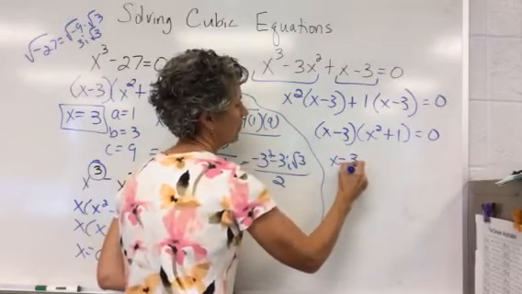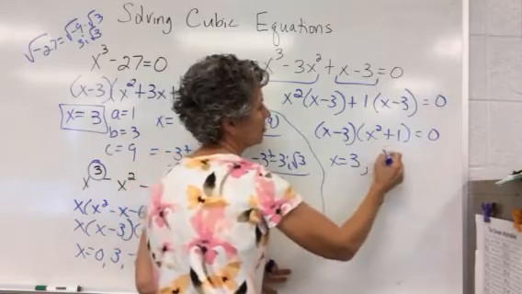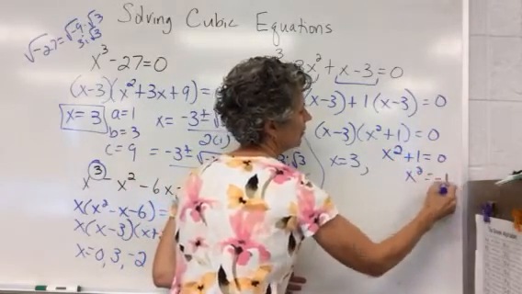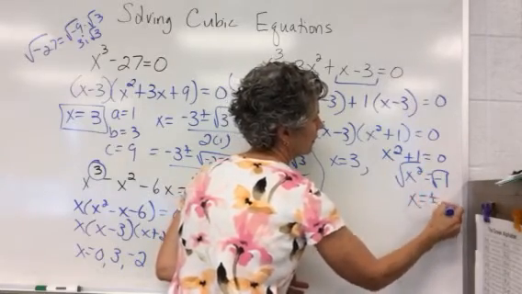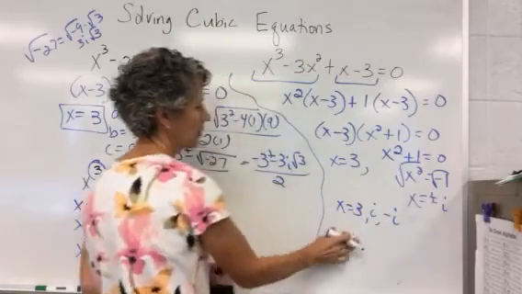So x would equal 3, or lots of different ways to look at this one. One is to say x squared plus 1 is 0, which means x squared is negative 1. Take your square root, and x would be positive or negative i. So our answers are 3, positive i, and negative i. Okay, that's it.